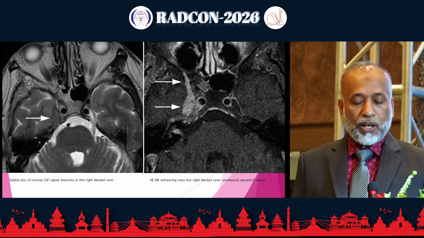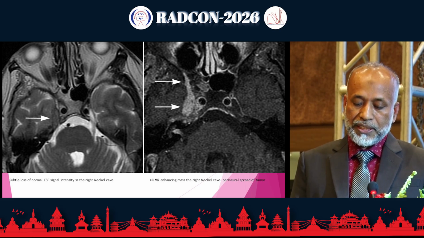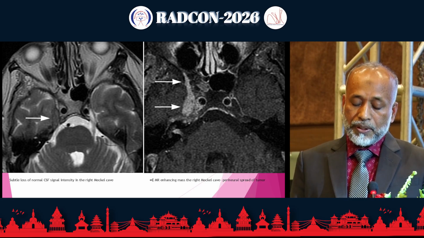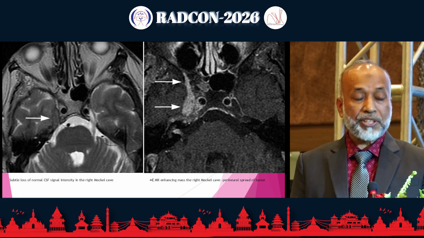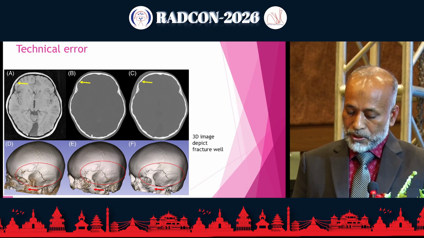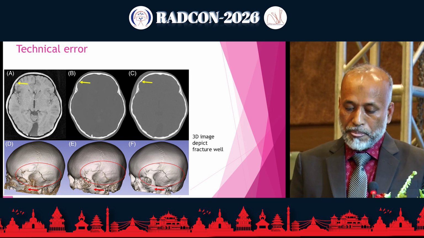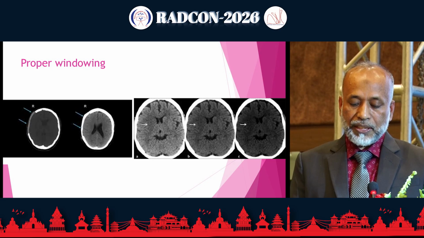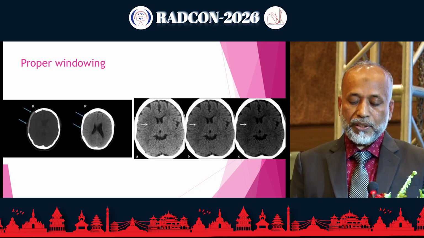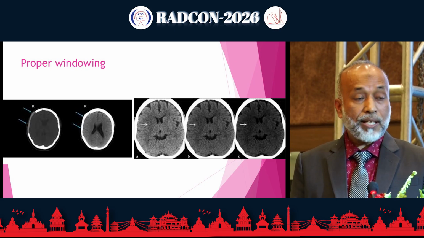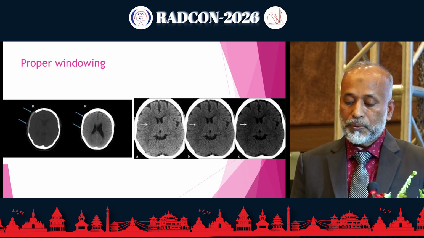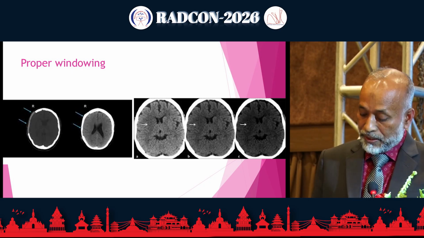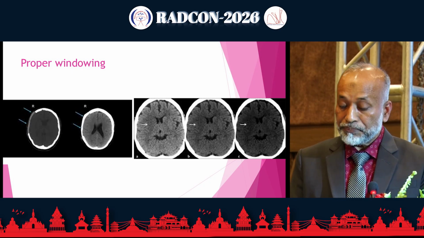And sometimes technical errors occur. In these types of bone window, the subtle horizontally oriented fracture will be missed, so we need 3D images to detect horizontally oriented fractures. With proper windowing, we cannot see this dissection here in the soft tissue and brain window. And again, this is stroke windowing, where we can see the lenticular hypodensity.